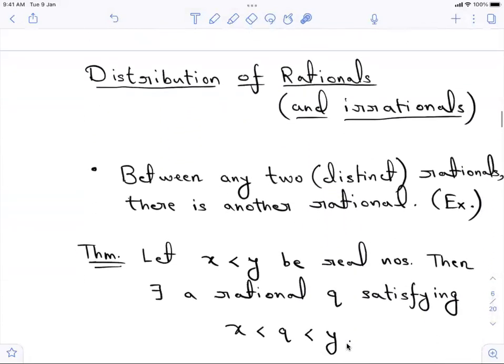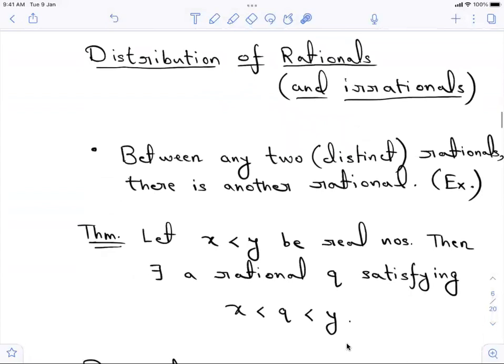This brings us to the next topic, which is a crucial one: distribution of rationals and irrationals on the number line. In high school, you have already seen this particular result, that between any two rationals you can find a third rational. I'm leaving that as an exercise. It's really a one-step solution.